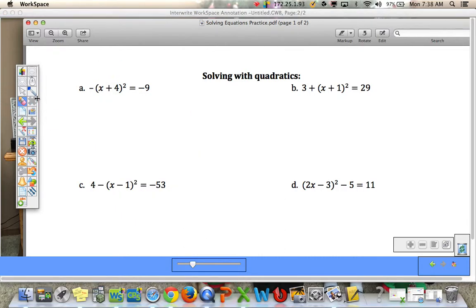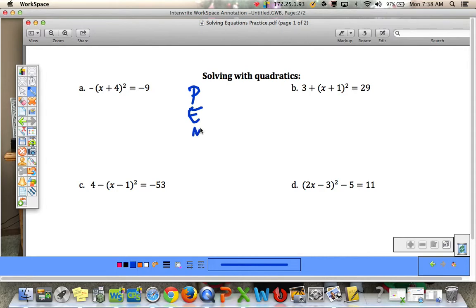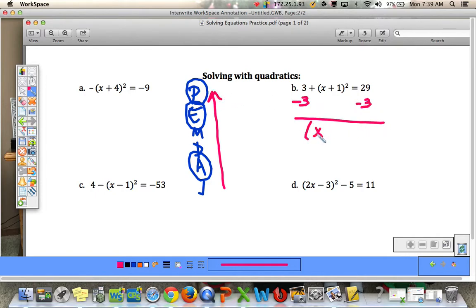All right, let's clear that. Let's do the next one. So again, if you get stuck, remember PEMDAS, we're using opposite order of operations in this problem. We have addition, we have parentheses, and we have exponents. So first step, get rid of the addition first. We're going to subtract 3 from each side. We'll have x plus 1 squared equals 29 minus 3, which is 26. And then the next step is we will take the square root of each side.